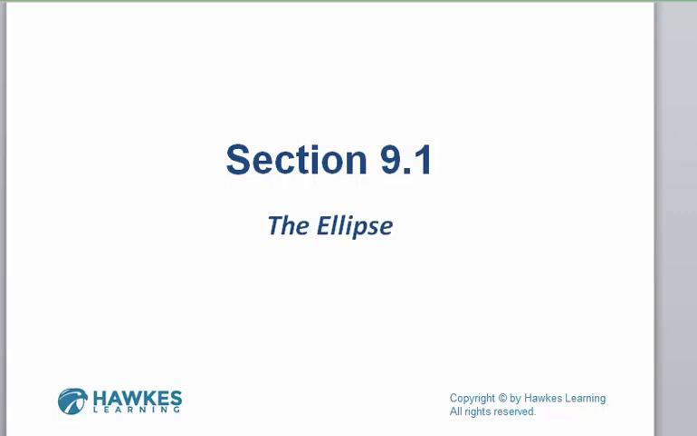In Chapter 9, we're going to discuss what are called conic sections. Our first conic section, covered in Section 9.1, is called an ellipse. We're going to begin with a definition for the ellipse.